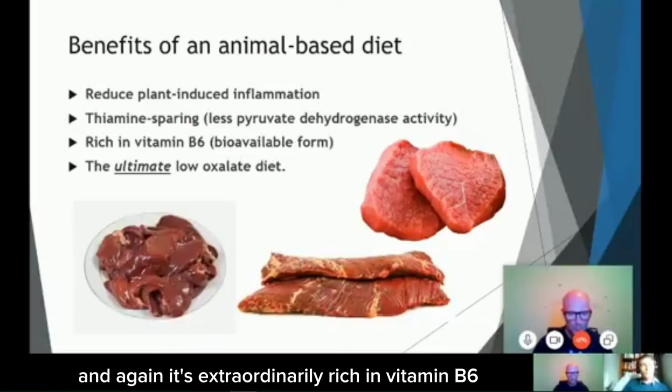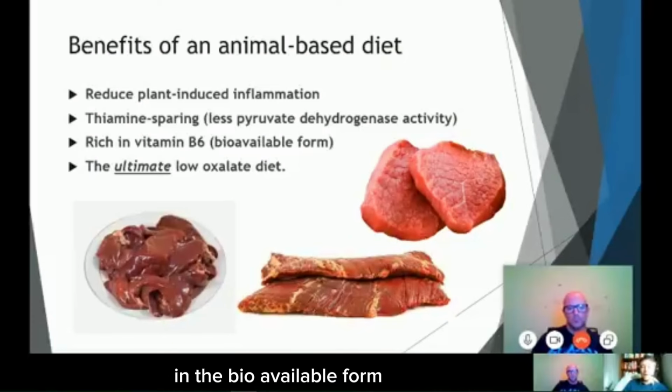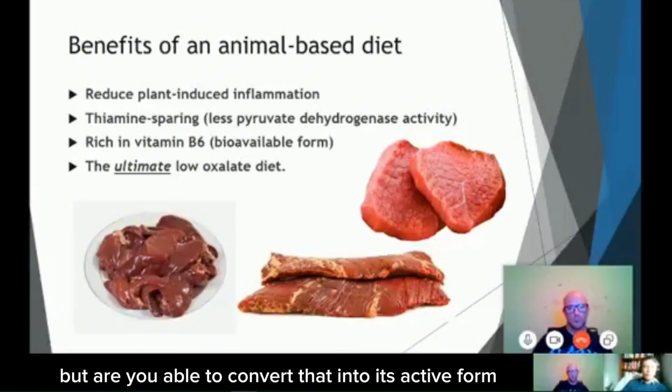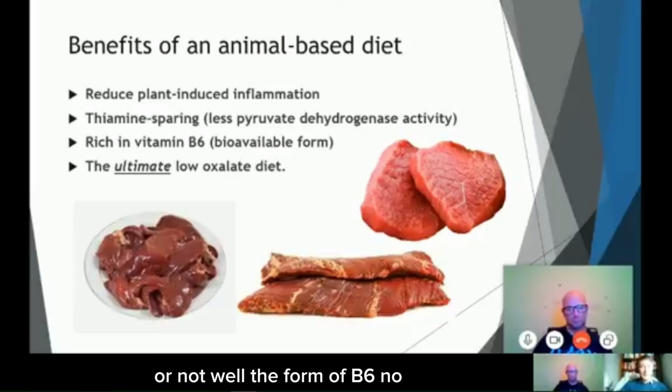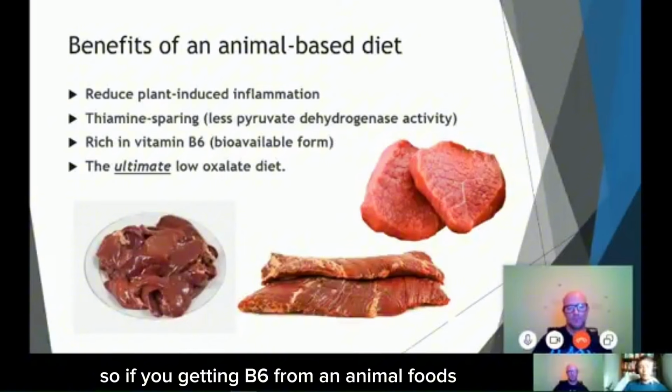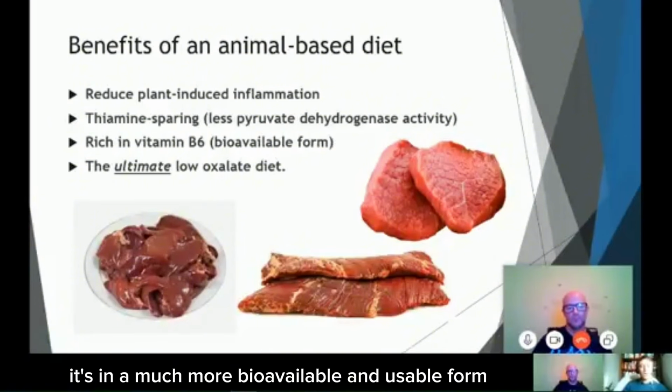And again, it's extraordinarily rich in vitamin B6 in the bioavailable form. So you can get B6 from many plant foods, but are you able to convert that into its active form or not? Well, the likelihood is probably not, especially if you're depleted in a bunch of other nutrients. So if you're getting B6 from animal foods, generally it's in a much more bioavailable and usable form.